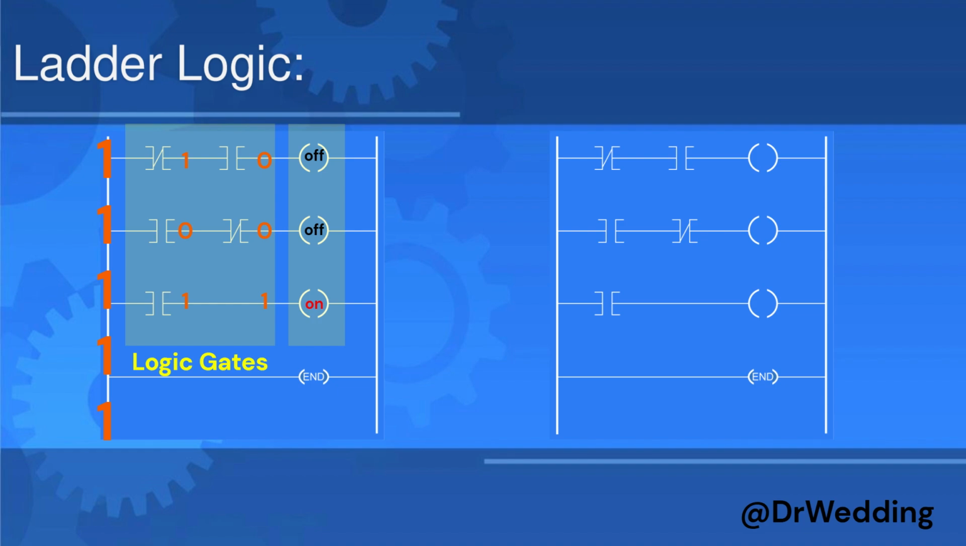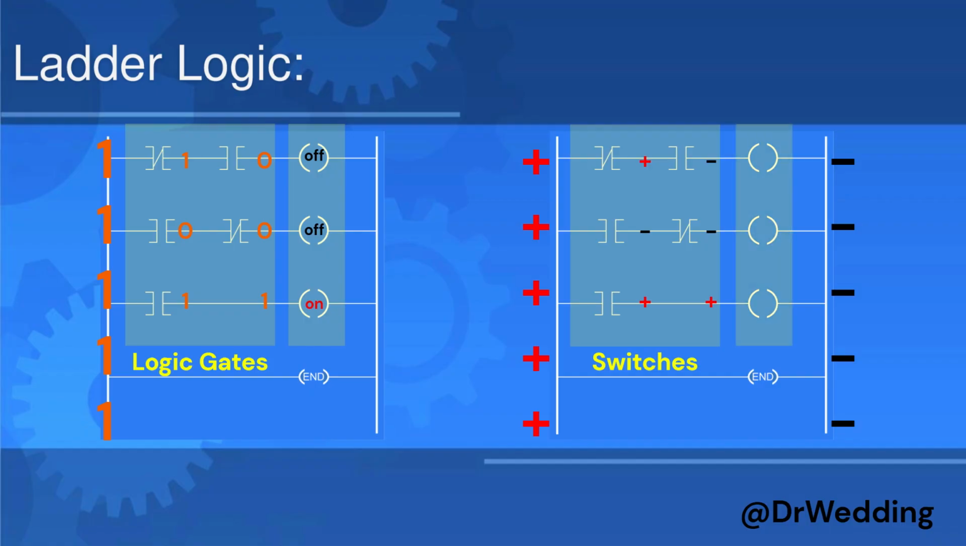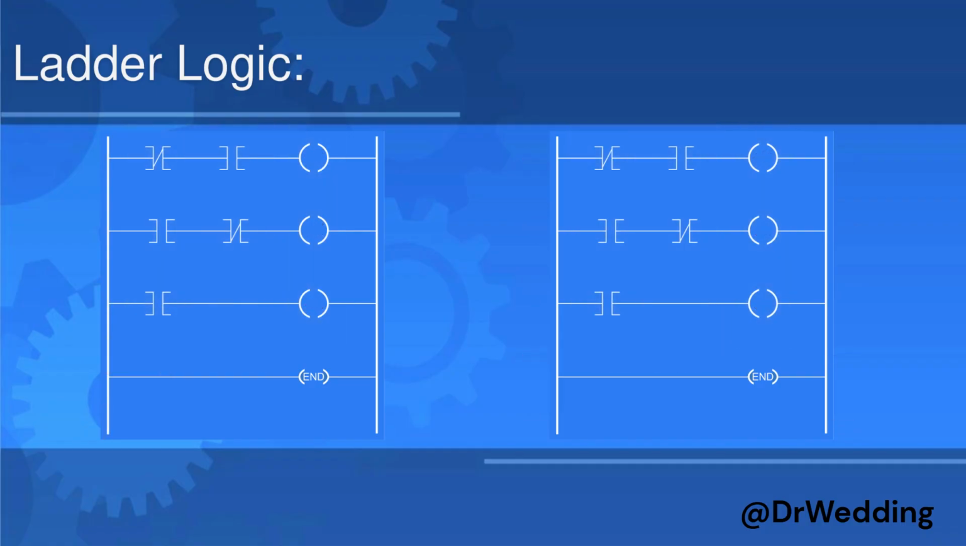If you come from a relay logic background or a circuits background, then you might think of the left rail as a positive voltage and the right rail as a negative voltage. And each command on the rung will act like a switch that will either conduct or block the voltage from reaching the output. If the voltage reaches the output device, it will turn on. And if the voltage does not reach the output device, it will turn off.